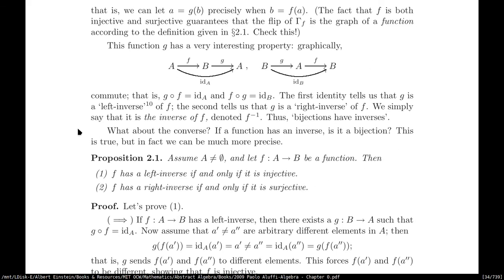Okay, so what about the converse? If a function has an inverse, does that mean it's a bijection? Not really, and this is how it is.